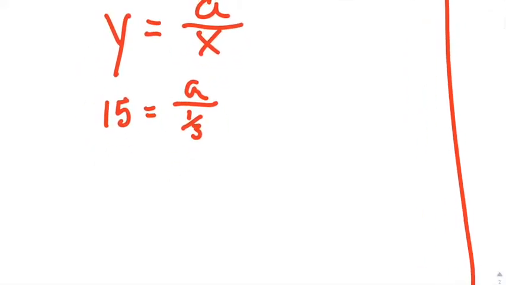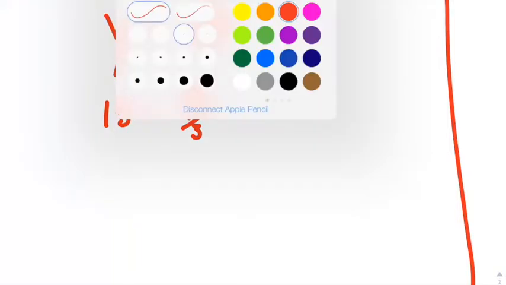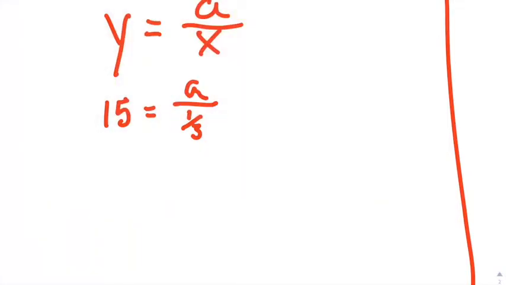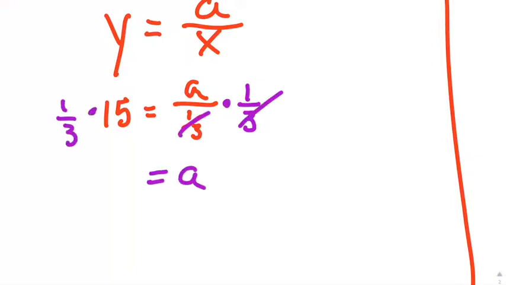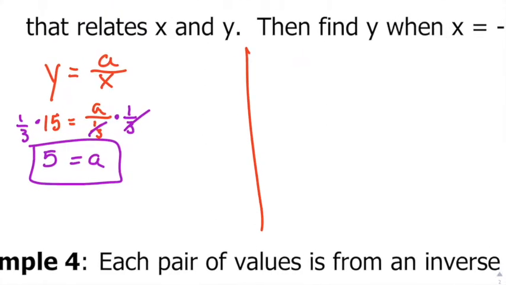There are a couple ways you can do this. You can change this up if that helps you out. But really, I would probably just multiply both sides by whatever you're dividing. So we're going to multiply both sides by 1/3. The 1/3 will cancel out, and you get a on the right side. 1/3 of 15 is going to be 5. So 5 equals a. That is your constant of variation.